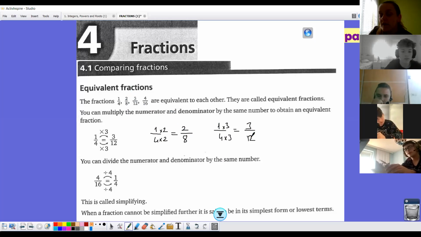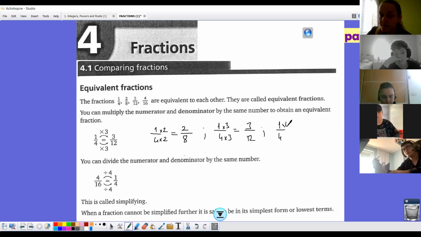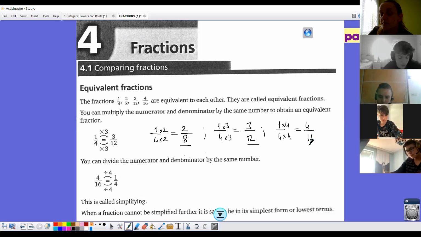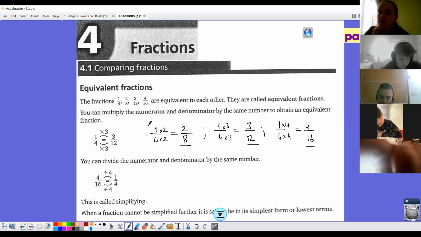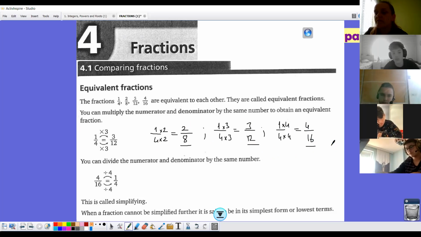Yes, you need to write it. Or by 4: if I multiply the numerator and the denominator by 4, it becomes 4 over 16. So all of them give the same value. Only the numerator and denominator change. 1 over 4, 2 over 8, 3 over 12, 4 over 16. They are the same fractions.